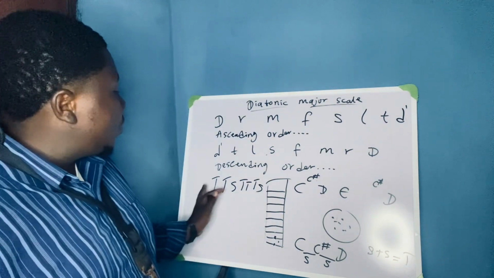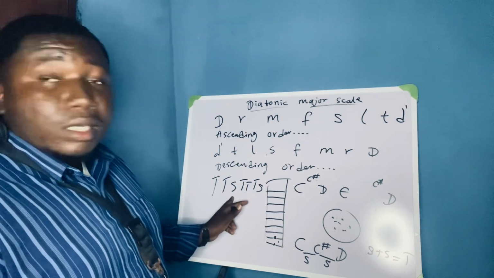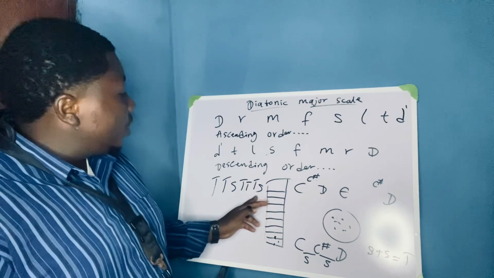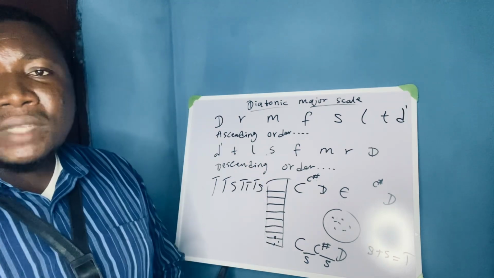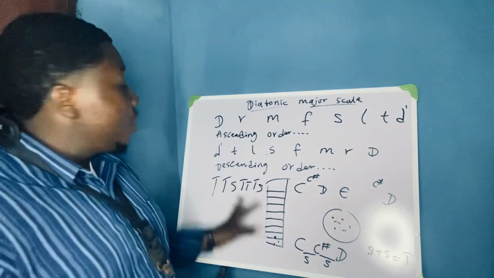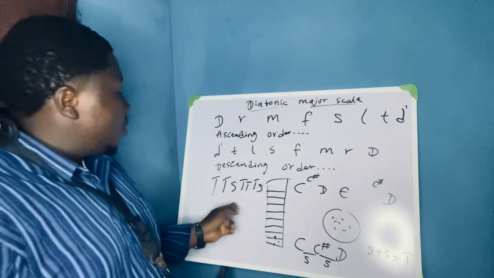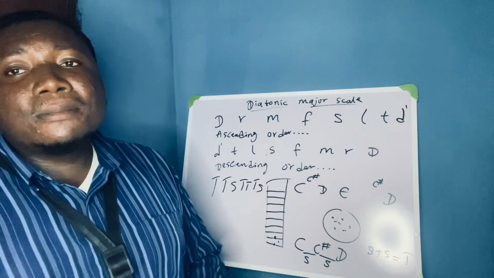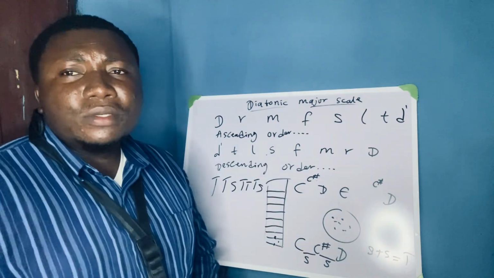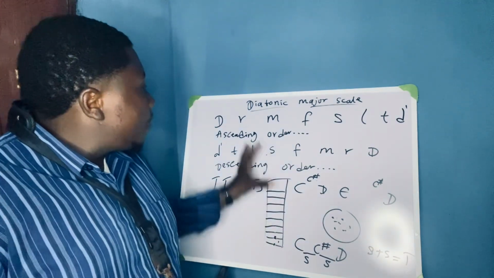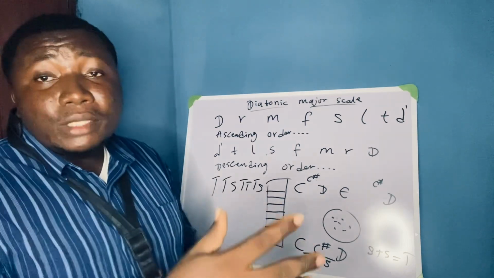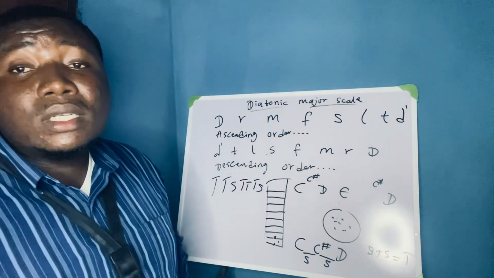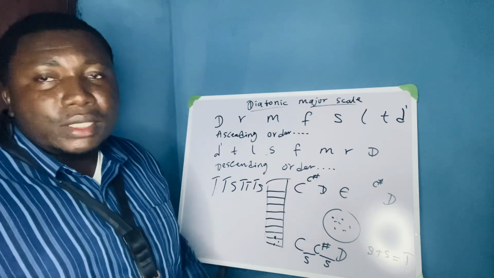So we have the first two T's and S, and another three T's, which is 1, 2, 3, and the last S. Now we're going to explain why we have two T's first and S, then three other T's before the last S. That's the formula information for that. So we're going to be explaining that. Now the full names for those: T stands for tone, S stands for semitone, and the rest.